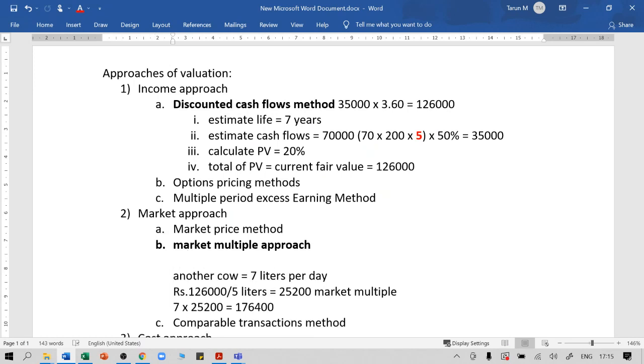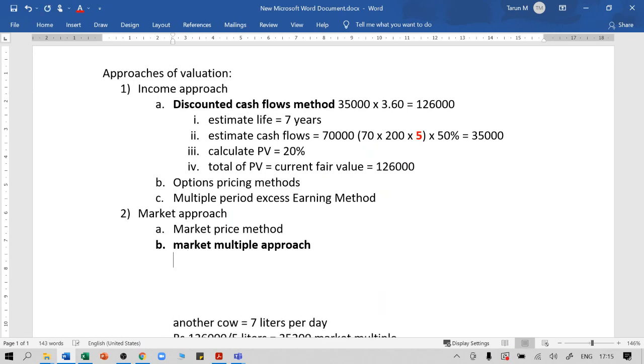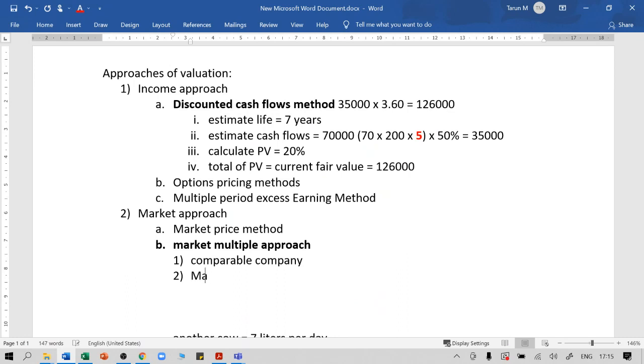Okay, so last time I gave you an example of cow, but let me tell you steps over here. First of all, I search for comparable company. Then I calculate market multiple for that company. Now, what may be the market multiple for that company? Comparable listed company, better I say.